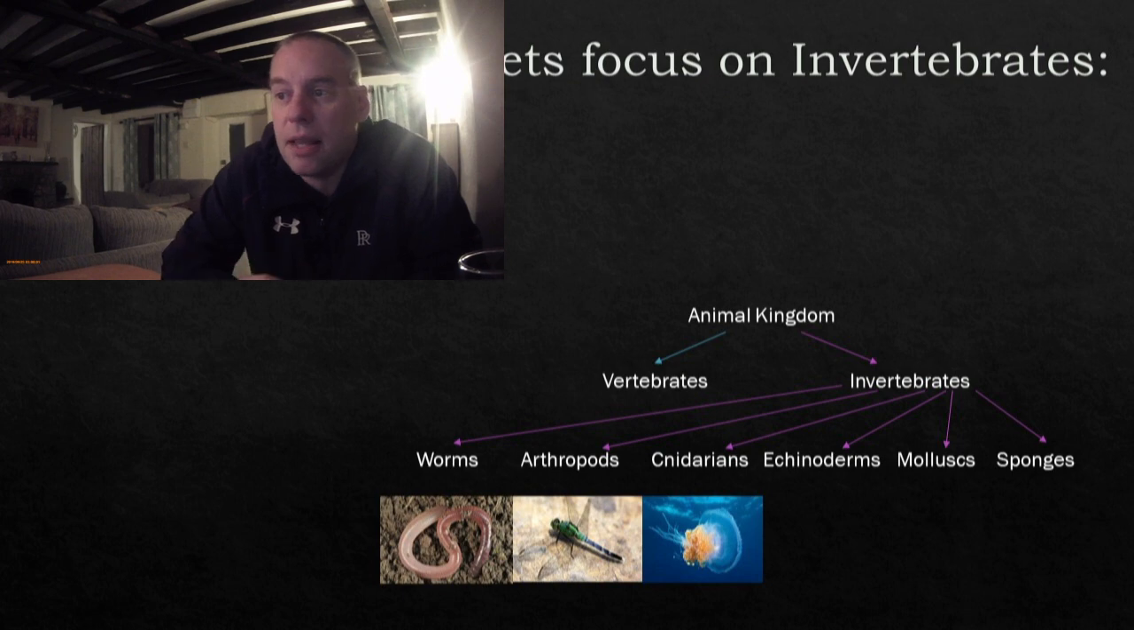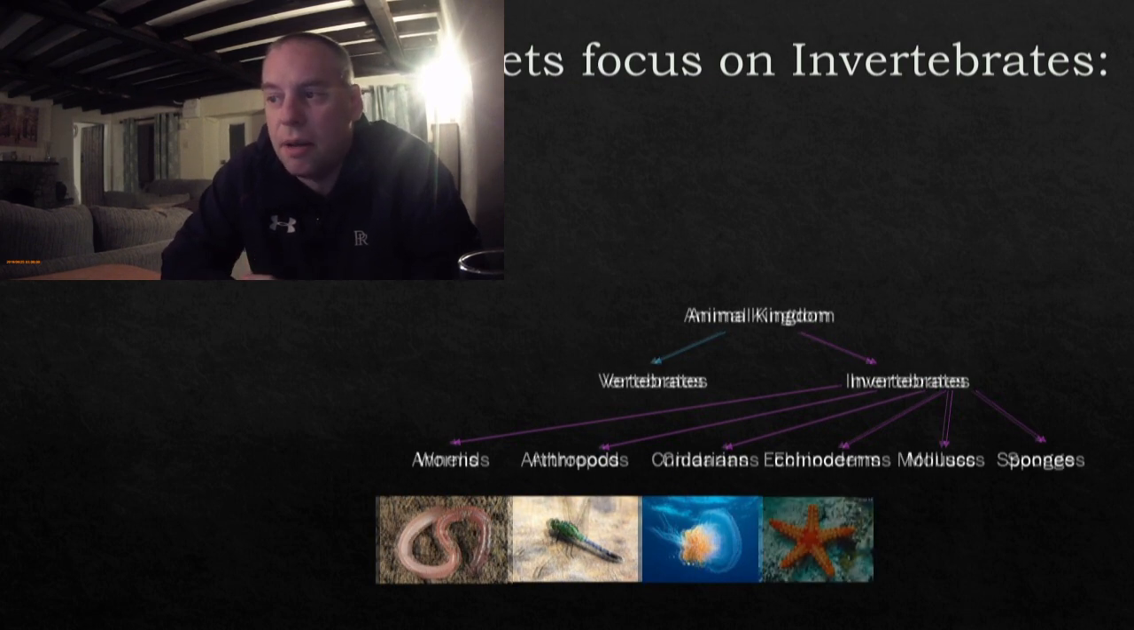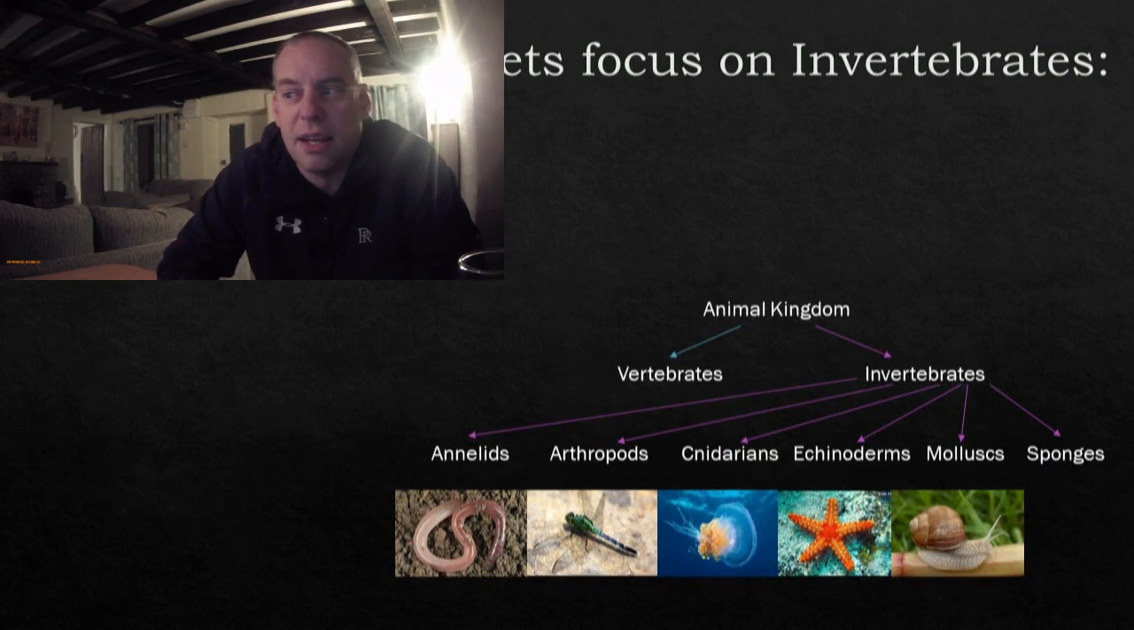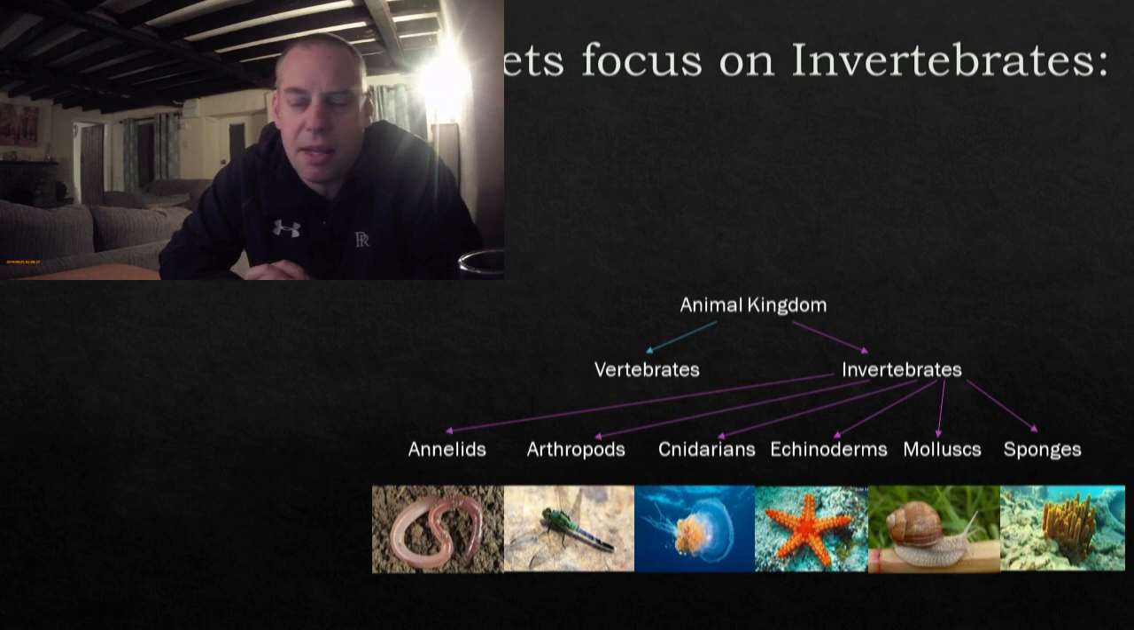Cnidarians, there we go. They're jellyfish. And, well, again, we'll see some examples of those in a minute. Echinoderms are my starfish. Molluscs are things like snails. We'll come to them in a second. And sponges, which we think were the first ever animals to exist.